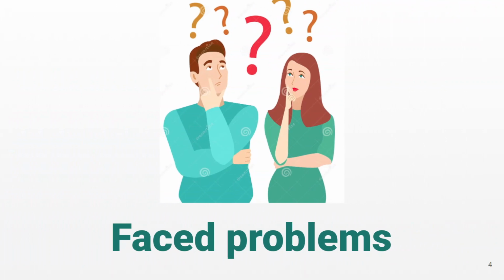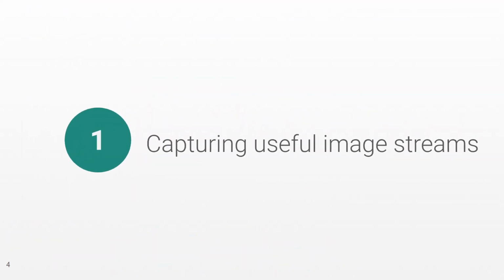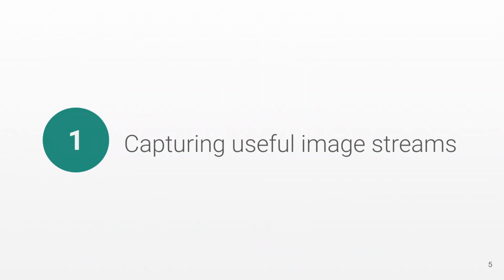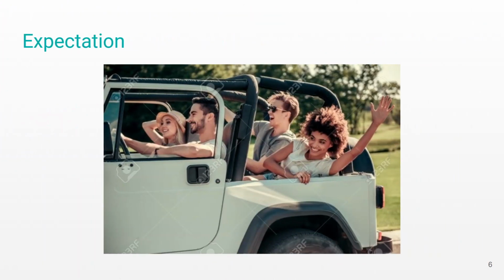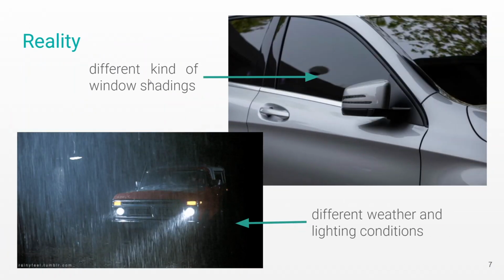Let's discuss the problems we faced at the beginning. The first problem is capturing useful image streams. So this was our expectation: I just wanted to capture images of vehicles in which I can clearly see the passengers inside, in clear weather. But in reality, different kinds of window shading, different weather conditions and lighting conditions may occur, which makes the capturing difficult.